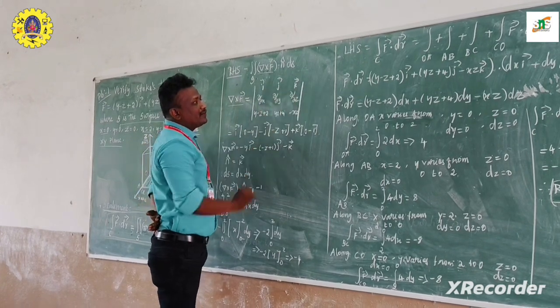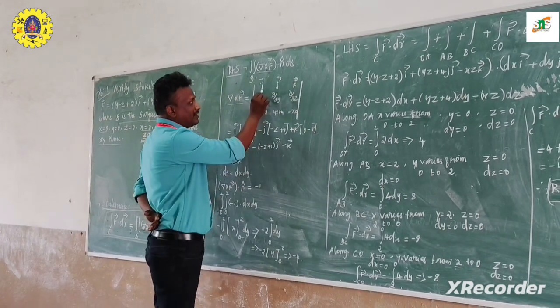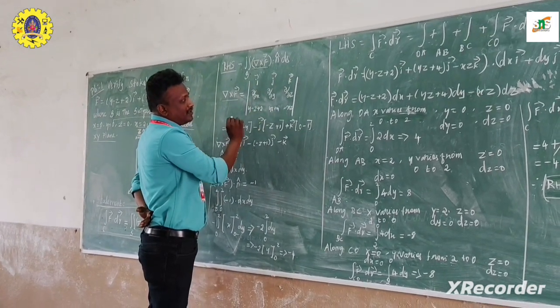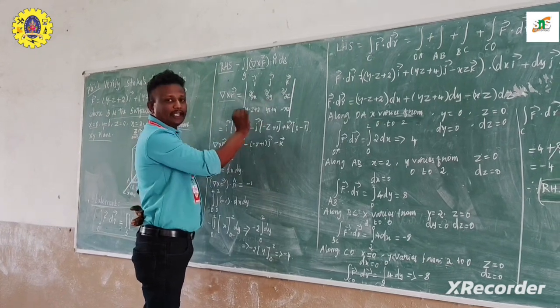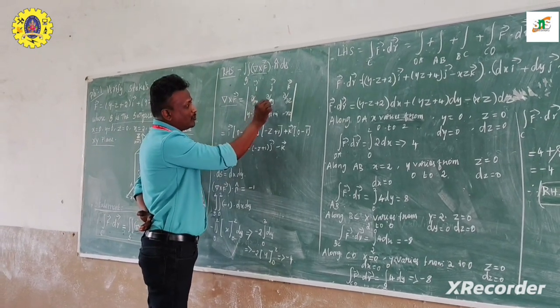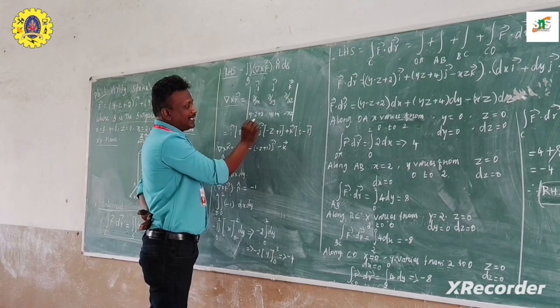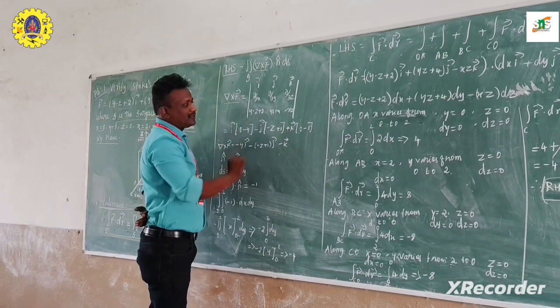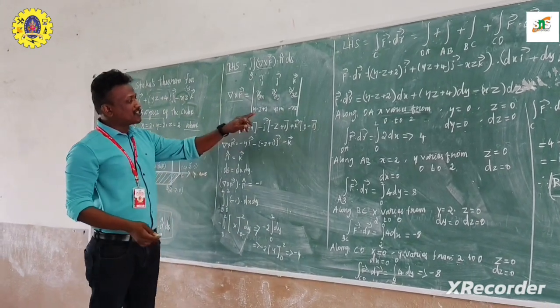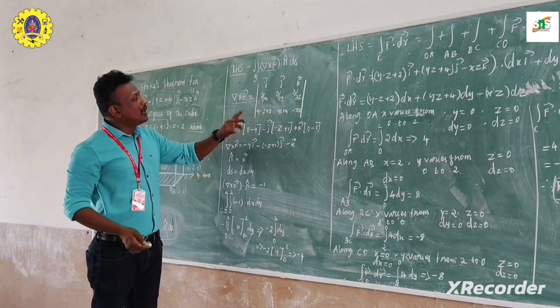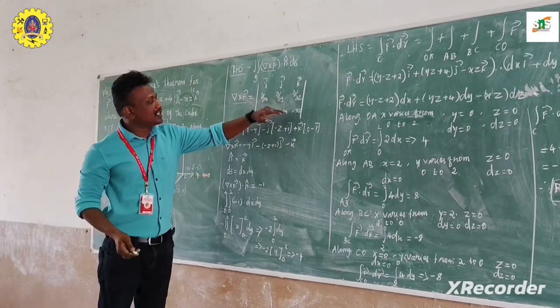First we have to write the vector components: i vector, j vector, k vector. Then write the del components in the second row: del by del x, del by del y, del by del z. Here, this is very important because most of the students make mistakes. They don't know how to write this third component.